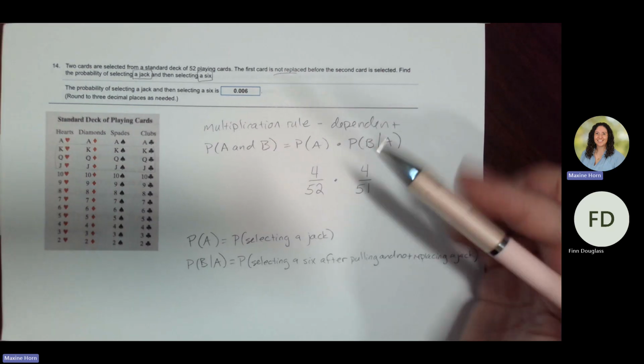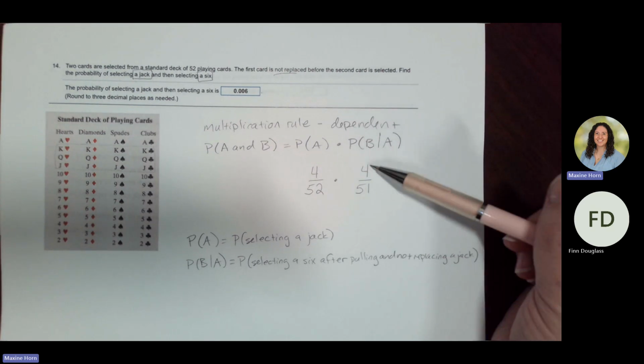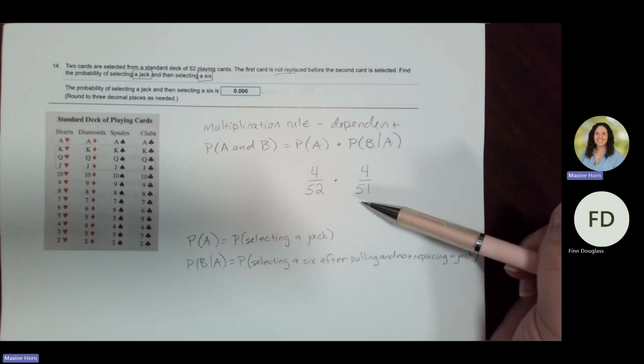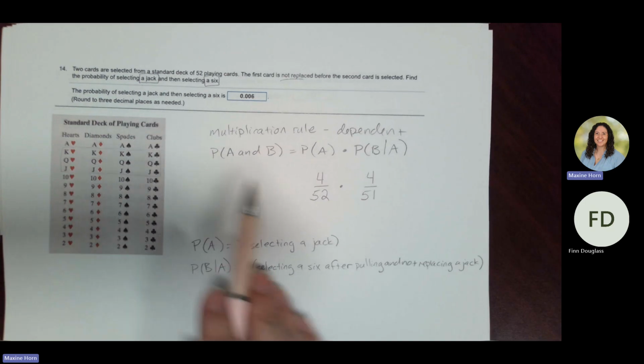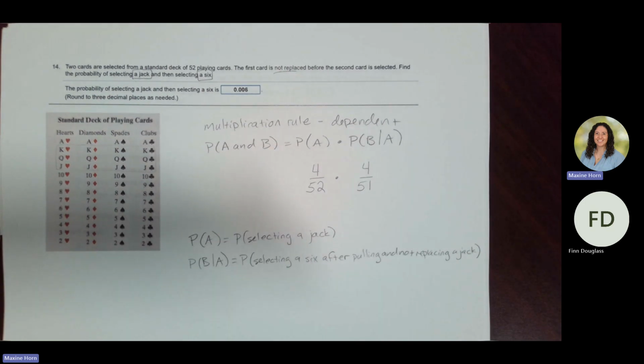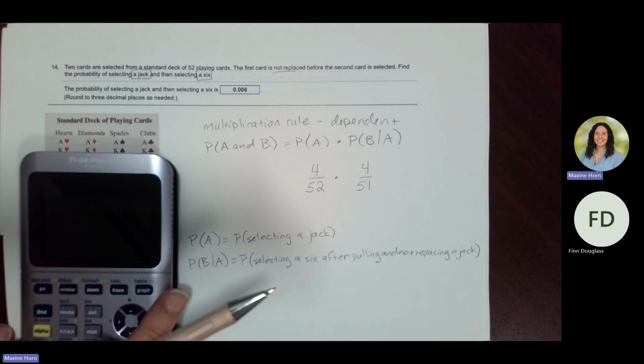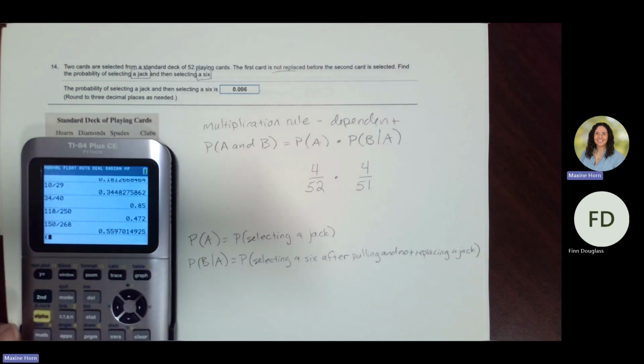Okay. So this is the probability of A. This is the probability of B given A. And we're going to multiply these two things together in order to get the probability of both of them happening. So in the calculator, I always suggest if you're dealing with fractions, just be extra safe, use parentheses. And they wanted us to go to 3 decimal places. So when we go to 3 decimal places, we get 0.006.